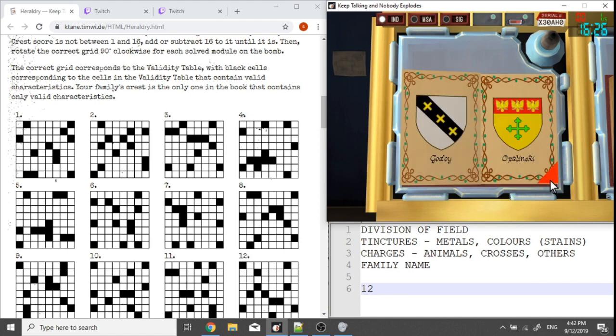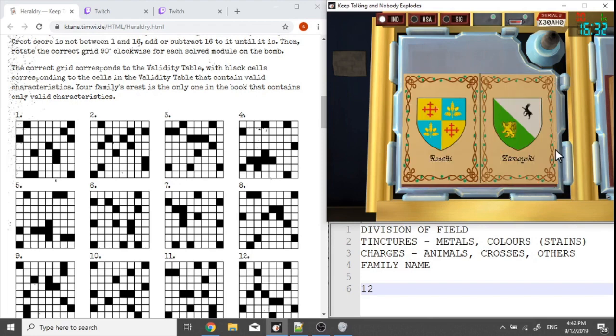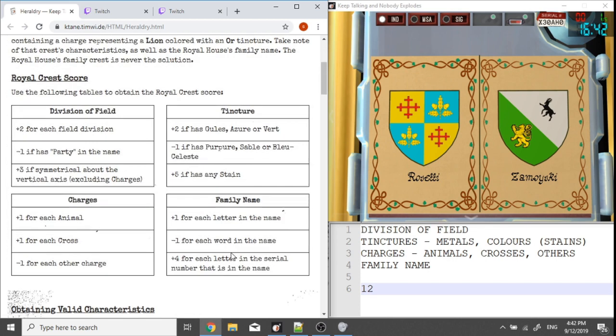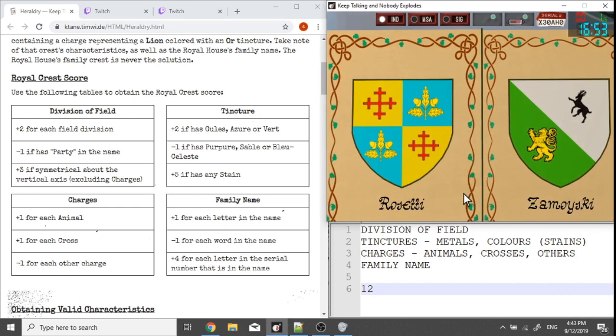I'm going to go a little bit faster for this case. So here we have it. This crest has a golden lion. It also has another animal. That's fine. Pause the video here if you would like to calculate the score of the crest. I'll zoom in a little bit more so you can see the name a little bit better.